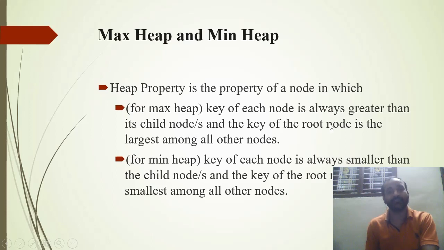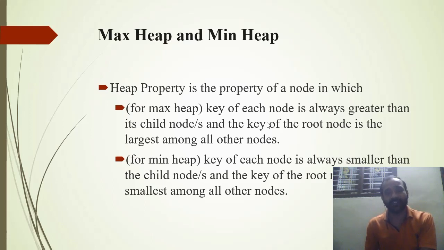and the key of the root node is the largest among all the nodes available in that tree. That is called a max heap. That means all the elements available in that binary tree, each and every node, is greater than its children, left child and right child, and also the root node should be maximum when compared to all the leaf nodes. That is called a maximum binary tree or a max heap.